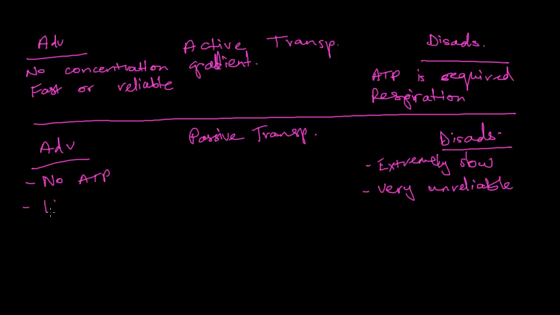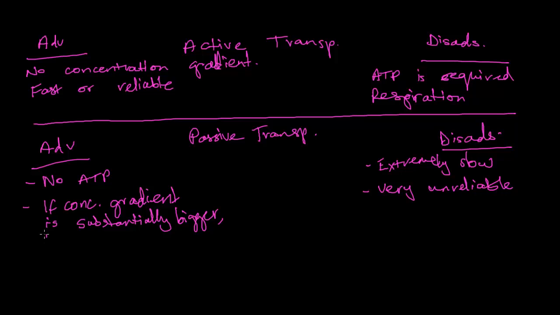So if the concentration gradient is substantially bigger, then the chances are that it will be fast and reliable. But there is another disadvantage, which is concentration gradients are required.